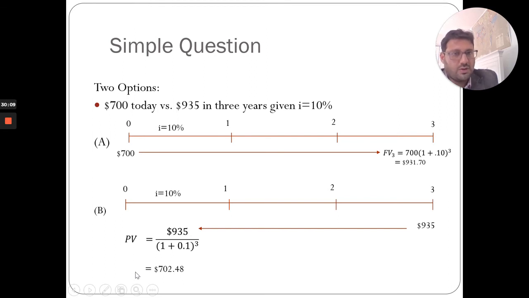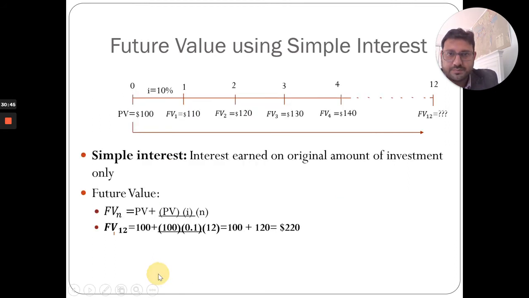So the worth of this 935 to you today is $702.48. If two options have been given to you and you only have to take either A or B, which is better for you? By applying the concept of time value of money, we understood that B is better, because the worth of the 935 which you will get after 3 years is 702.48 today. In alternative A, you were just getting 700. So you will go with alternative B, right?